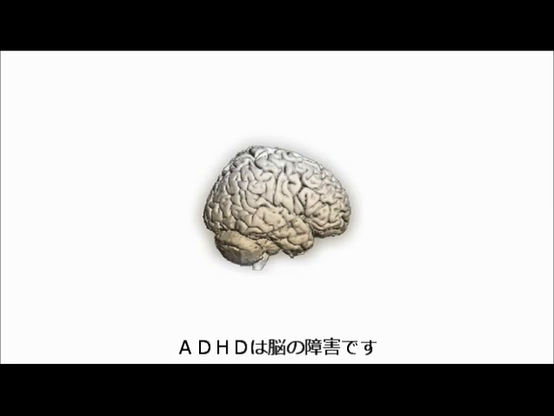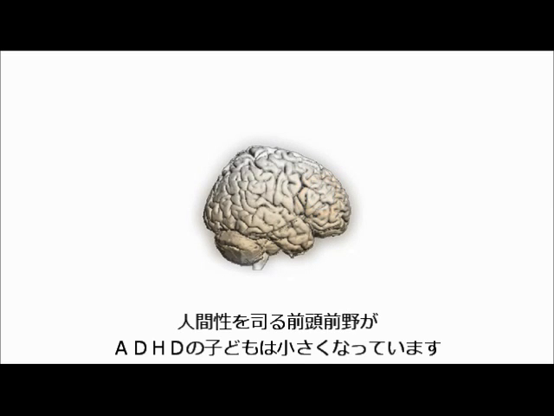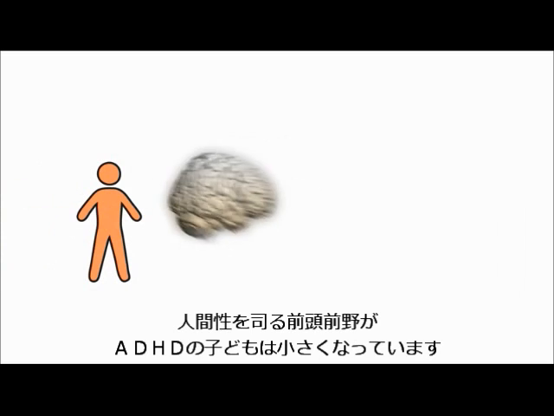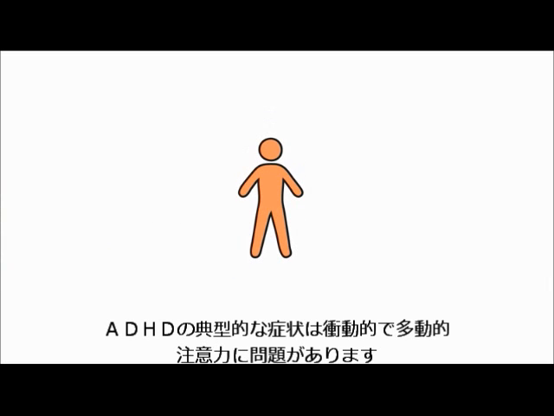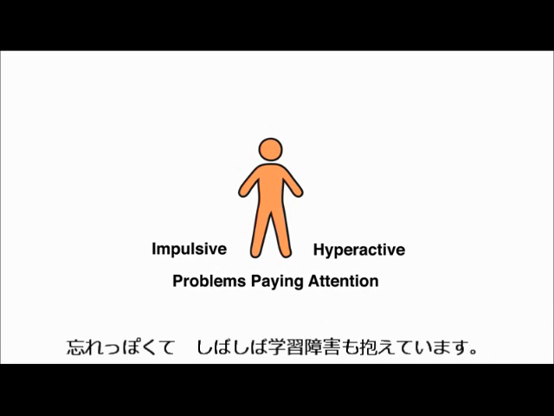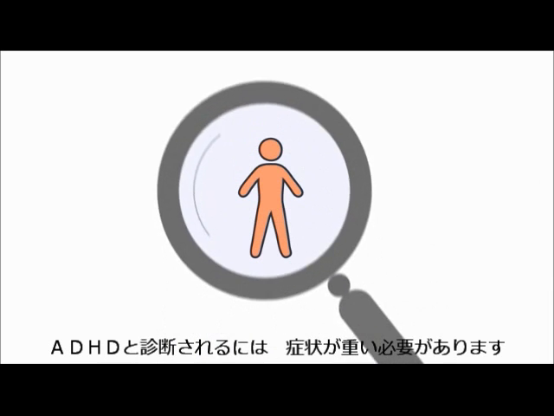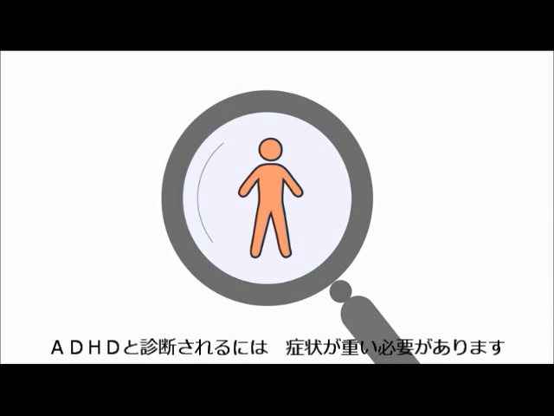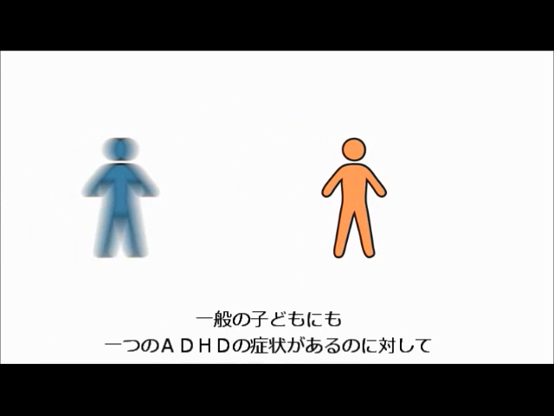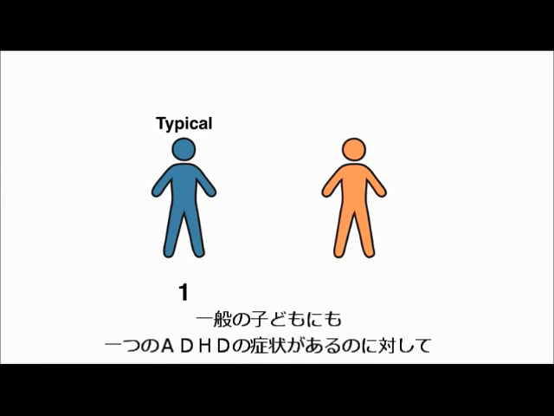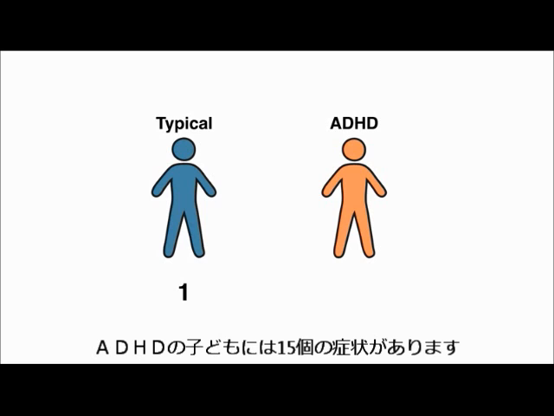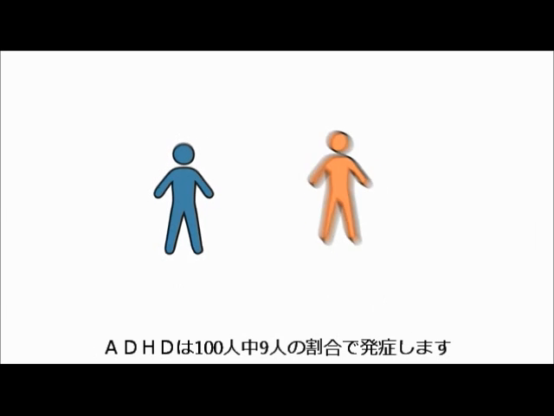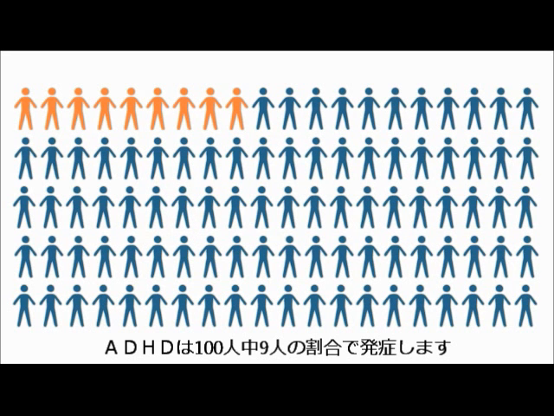ADHD is a brain disorder. The prefrontal cortex, the part of the brain that makes us most distinctly human, is smaller in children who have this condition. A typical child who has ADHD is impulsive, hyperactive, or has problems paying attention. They may be forgetful and often have learning problems. To qualify for a diagnosis, a child's symptoms have to be severe. A typical child has one ADHD symptom, whereas the child with ADHD has about 15 symptoms. ADHD affects about 9% of children.